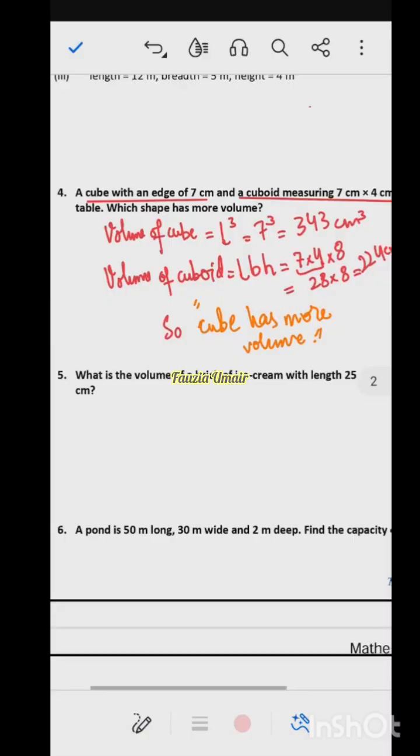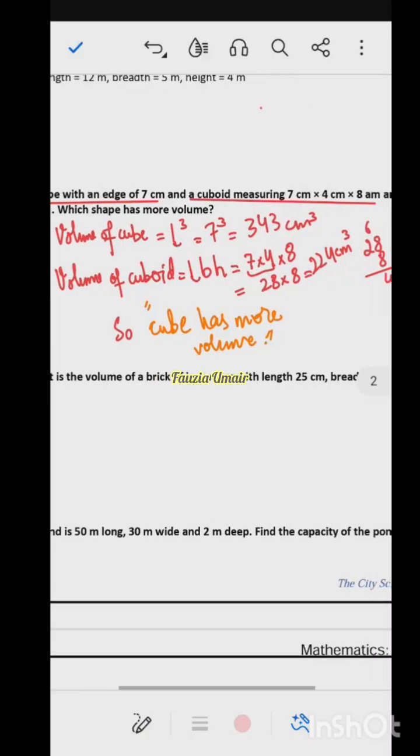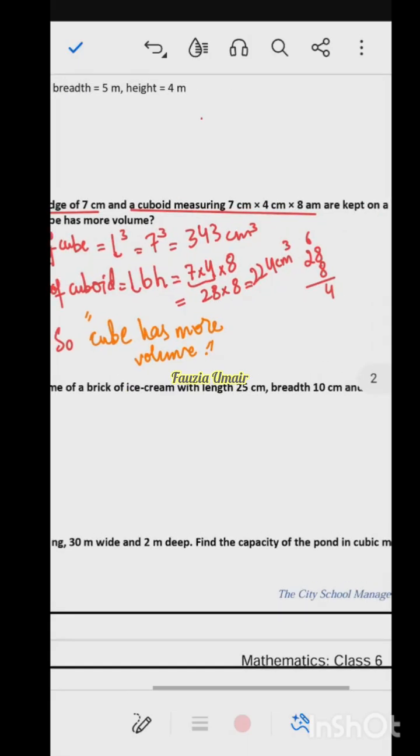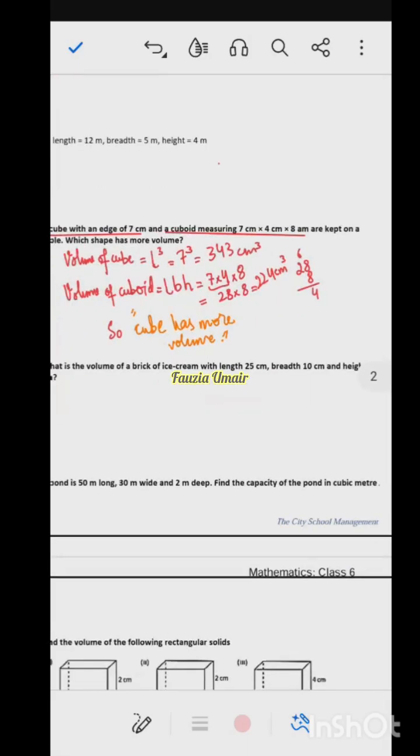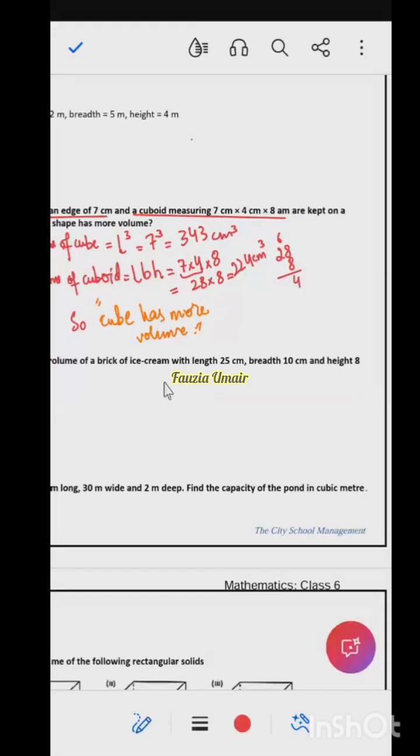Acha, now let's look at the fifth question. What is the volume of a brick of ice cream? There is a brick of ice cream with length 25 centimeter, breadth 10 centimeter, and height 8 centimeter. So what do you think is the shape of that ice cream brick? Is it a cube or a cuboid? Cuboid. You might have seen this kind of ice creams, right? Sometimes we bring such ice cream bars, shaped like bricks.